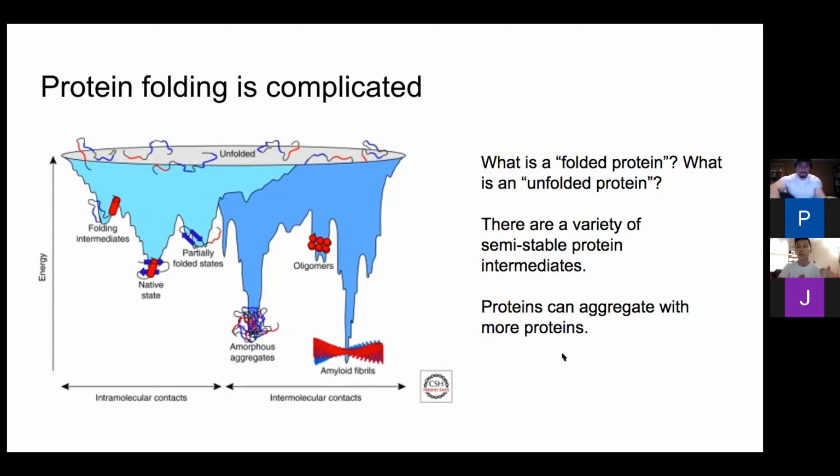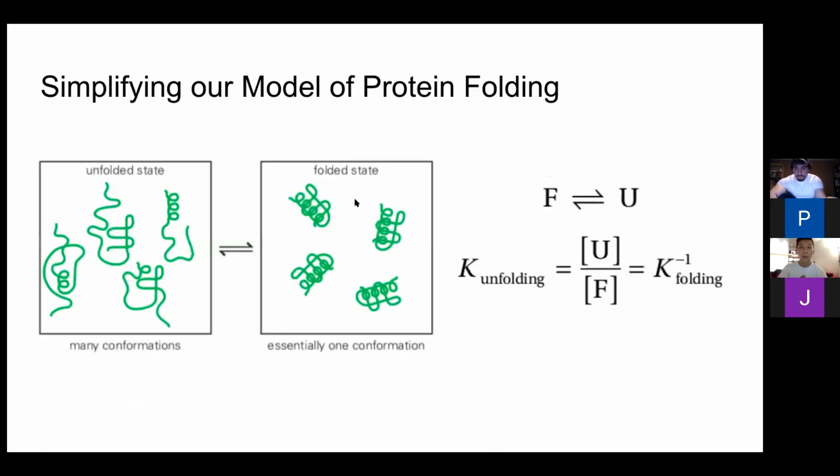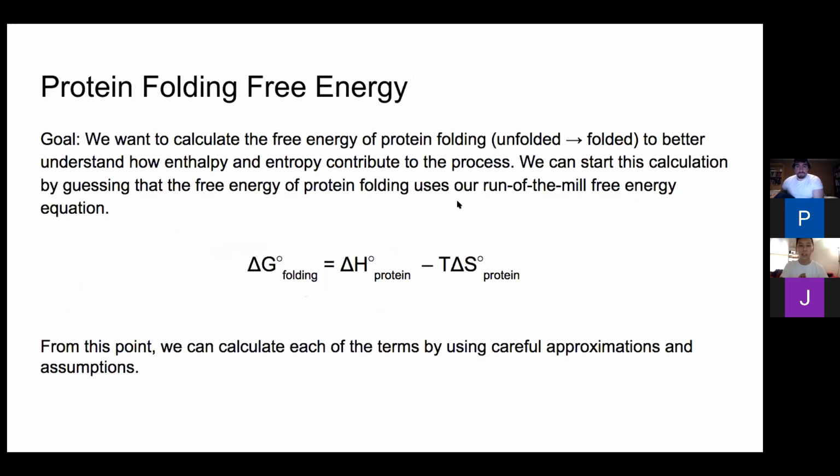But in order to better understand protein folding, we can simplify our model, right? So we can just hand wave and say, for the sake of better understanding protein folding, let's reduce it to the case where we have an unfolded state with many conformations that's in equilibrium with a folded protein that's one conformation. This isn't what happens, right? But this is going to be good enough for us to study. So it's two states. And this is the premise that we're going to be using for the rest of our calculation.